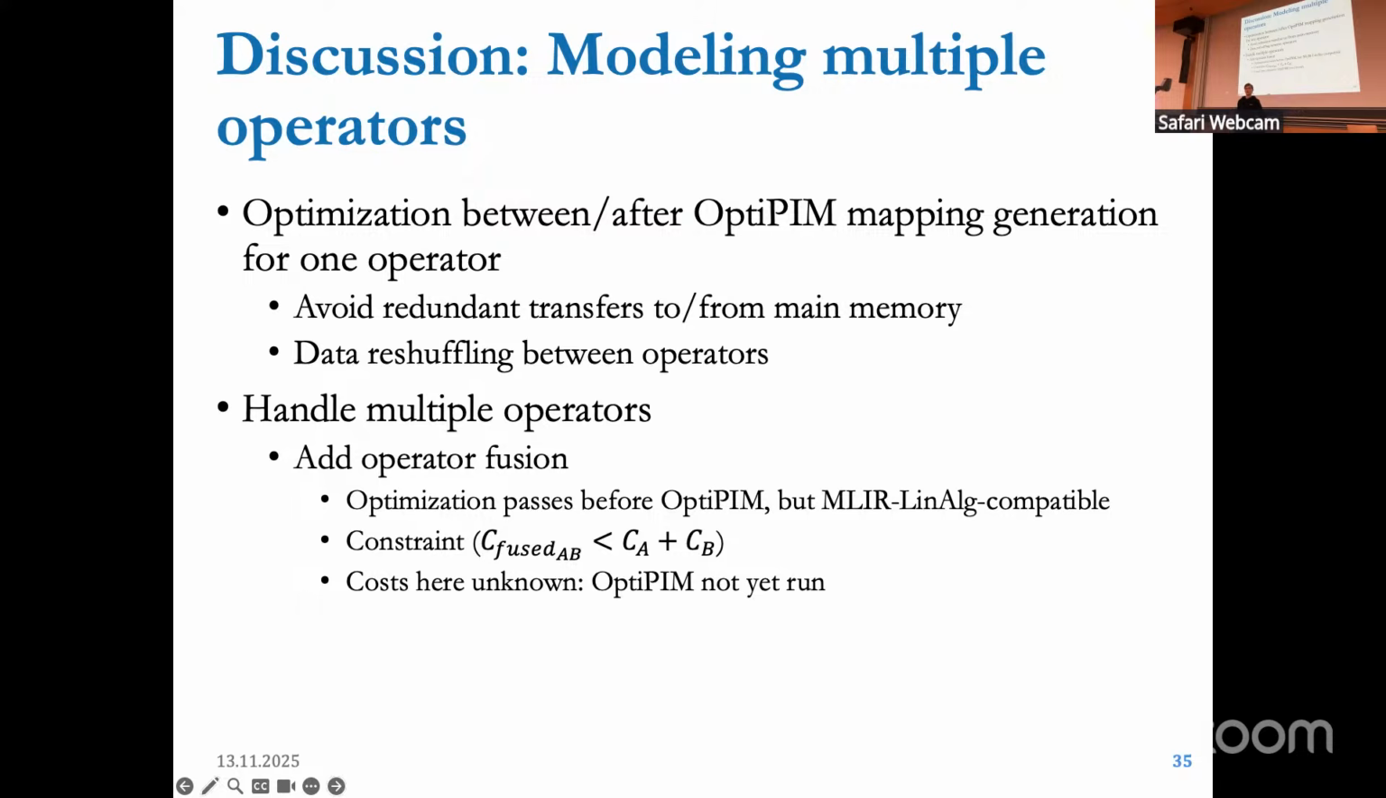But again, we have OptiPIM, and OptiPIM has a cost function which is very accurate. So the only thing that we would need is that both of these, the fused operator and the individual operators, are given to the PIM mapping generator, and it can then decide whether the fused operator or the two single operators are better to run.